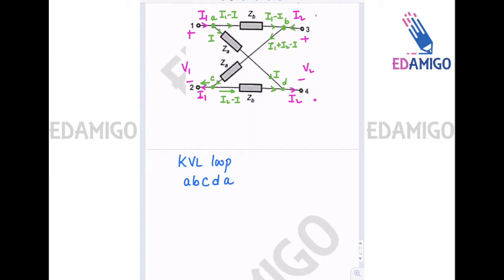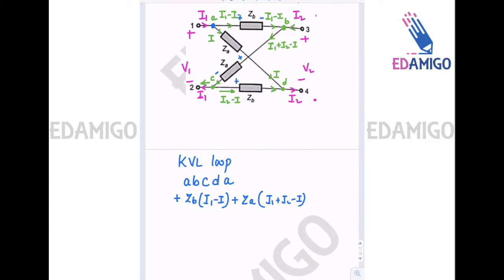From A to B, I can see that since the drop will be plus on the left side and minus on the right side, and the motion is from A to B, there will be a plus sign, ZB into I1 minus capital I. Now from B to C, since the current is also flowing from B to C, the drop will be plus ZA into I1 plus I2 minus capital I.